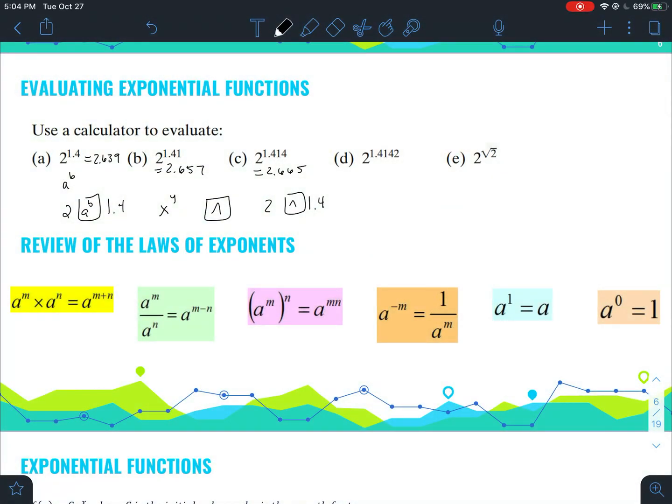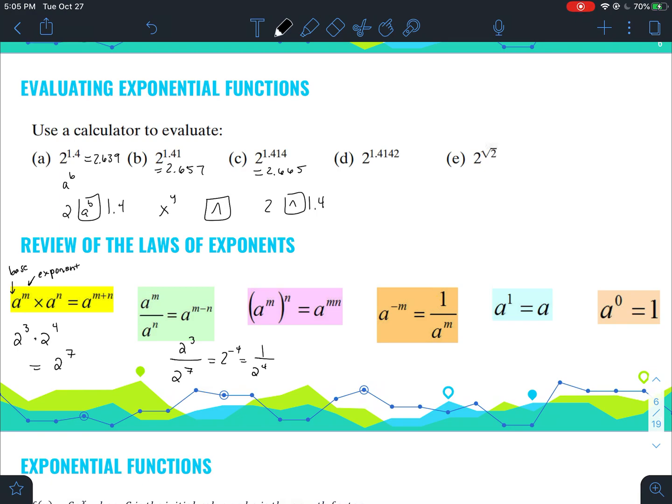Let's just review some of the laws of exponents. If you have 2 exponential expressions and they have the same base, remember a is the base, m is the exponent. If you're multiplying 2 terms with the same base, you add the exponents. So 2 to the 3rd times 2 to the 4th would be 2 to the 7th. If you are dividing 2 terms with the same base, you subtract the exponents. So 2 to the 3rd over 2 to the 7th would be 2 to the negative 4, or 1 over 2 to the 4th. If it's a negative exponent, you can bring it down to the bottom.